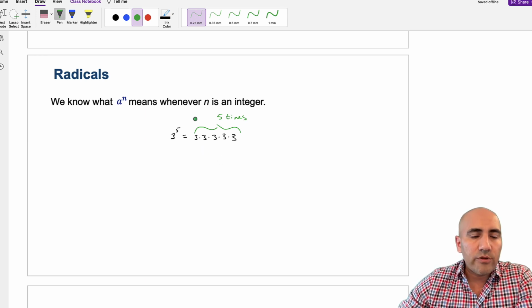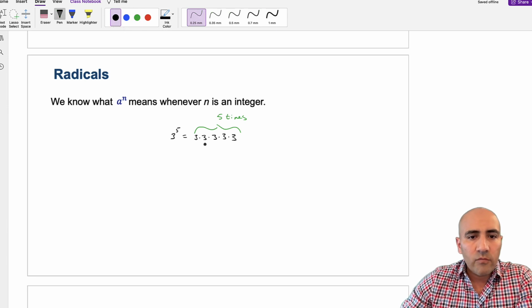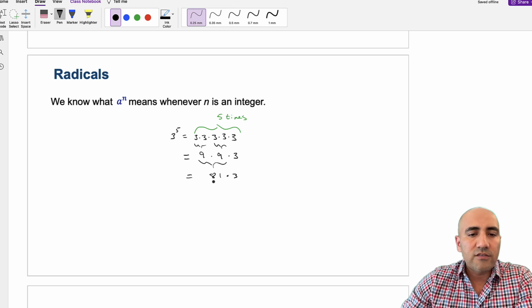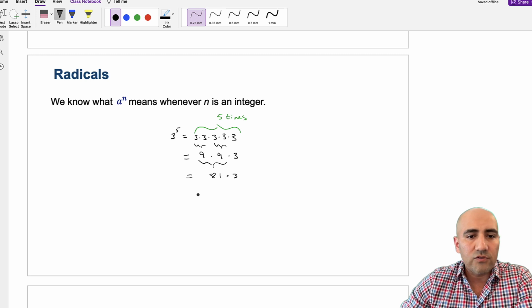So now we would multiply these guys. 9 times 9, we can group them up, right? So these guys right here is a 9. And then these two, well, that's another 9. And then this guy, he doesn't have a pair. Let's leave him alone. So 9 times 9 is 81 times 3. 81 times 3, that's 80 times 3, that's 240, plus the 3 makes it 243. So that's what 3 to the power of 5 means.